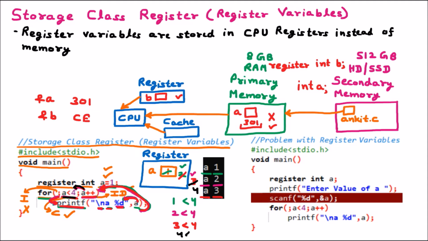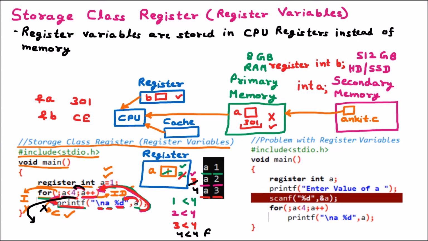So 4 less than 4, the condition is false. So afterward it will come out and it will not execute the printf part. Here we can see that with the help of this loop we keep on incrementing the value of the register variable. So there is no problem with this program, but we are going to analyze the second example.